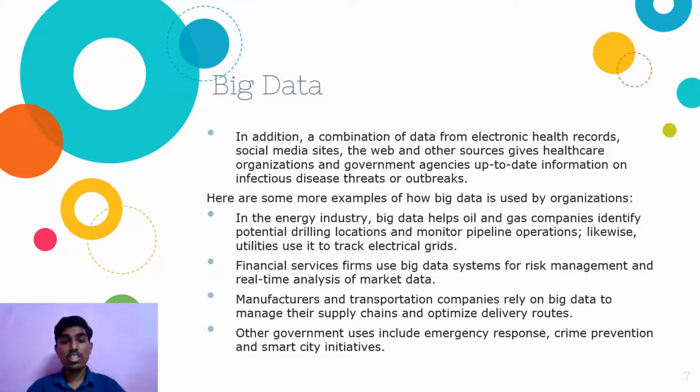In the energy industry, big data helps oil and gas companies identify potential drilling locations and monitor pipeline operations. Likewise, utilities use it to track electrical grids. Financial services firms use big data systems for risk management and real-time analysis of market data. Manufacturers and transportation companies rely on big data to manage their supply chains and optimize delivery routes. Other government uses include emergency response, crime prevention, and smart city initiatives.